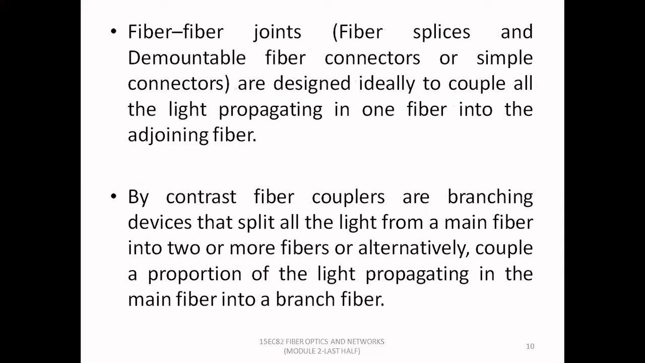Fiber to fiber joints or fiber splices and demountable fiber connectors or simple connectors are designed ideally to couple all the light propagating in one fiber into the adjoining fiber. By contrast, fiber couplers are branching devices that split all the light from a main fiber into two or more fibers, or alternatively, couple a portion of the light propagating in the main fiber into a branch fiber.